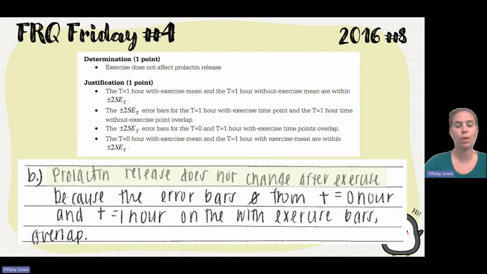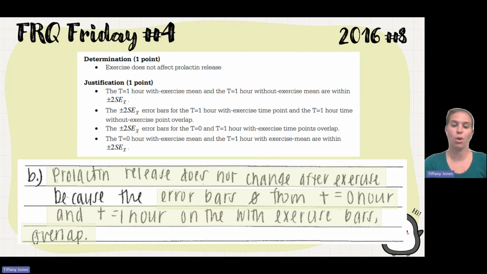So the student talks about how prolactin level does not change. They also talk about time 0 and time 1. Those error bars are overlapping.